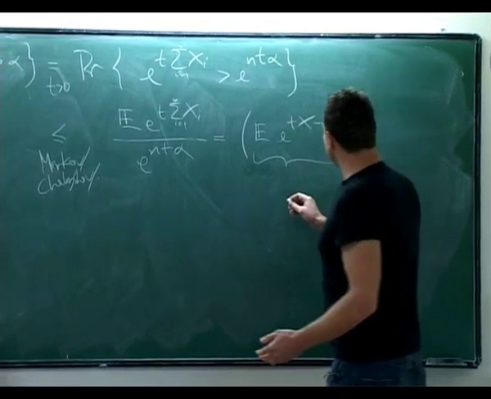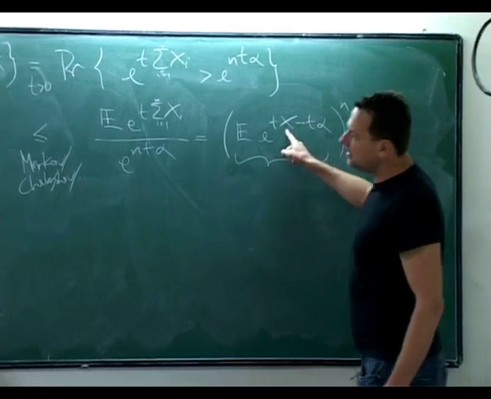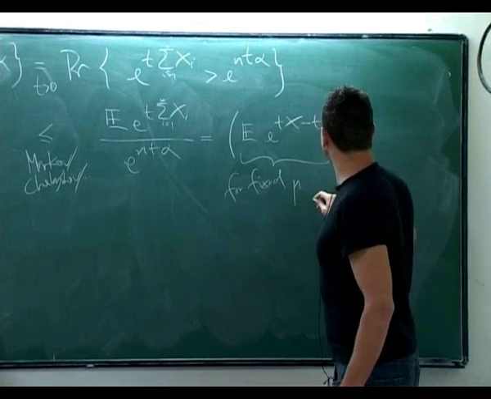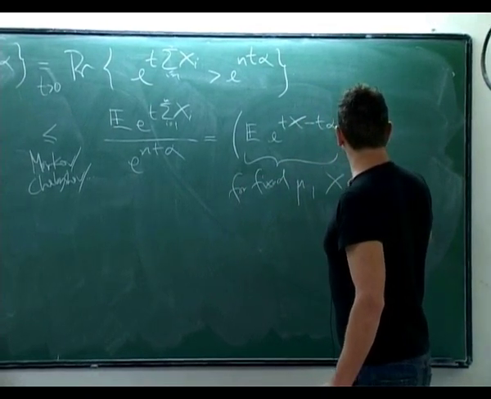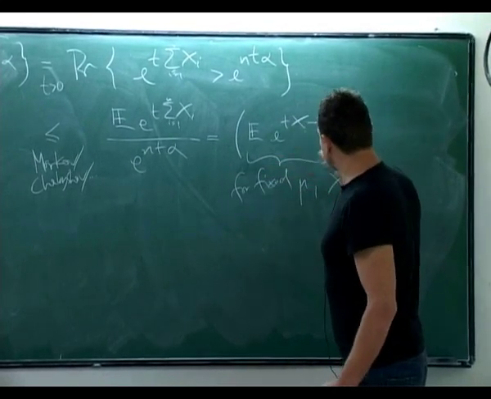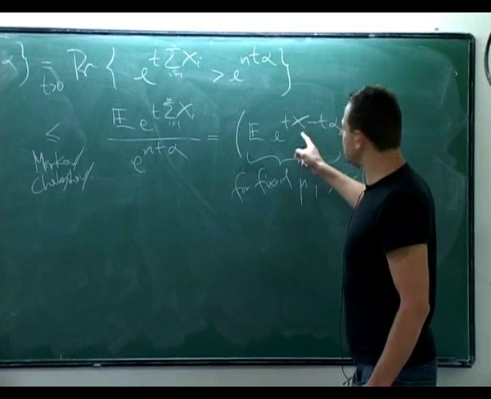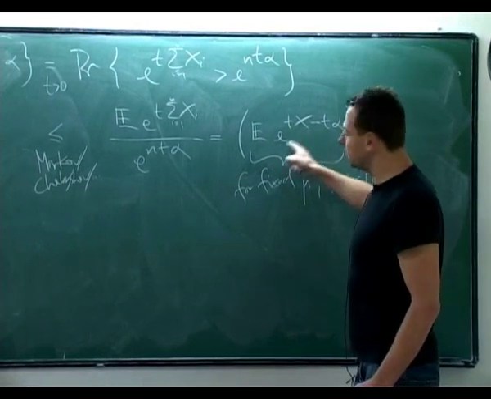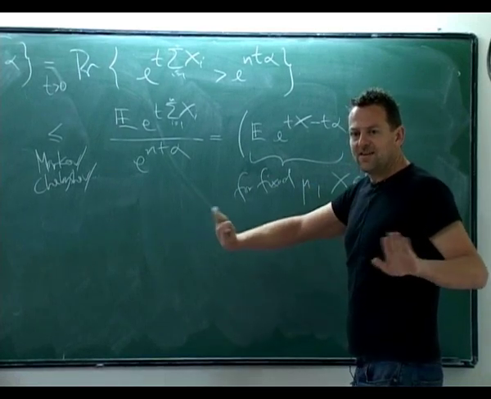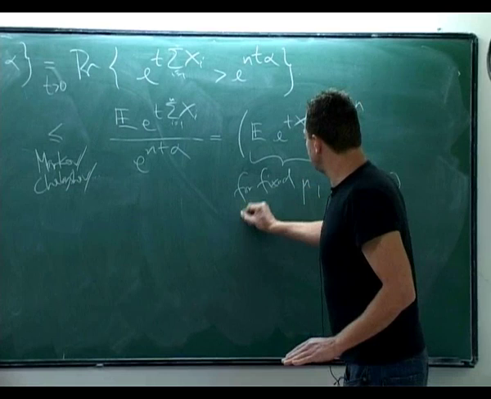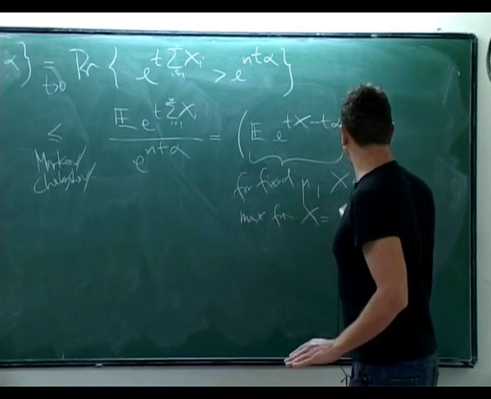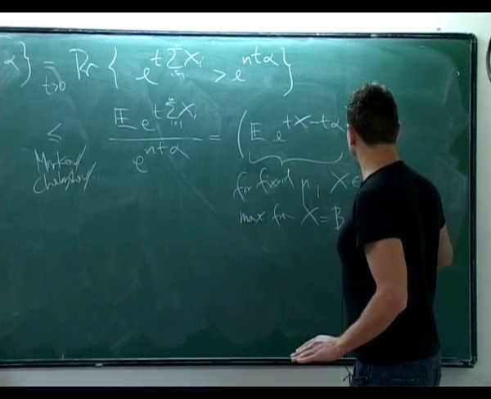How do you call this thing? Jensen's inequality. So for fixed mu, and recall that x is between 0 and 1, this expectation is maximized when x is a Bernoulli variable. It's from the convexity of the exponential function, you should distribute your weight on the edges. Max for x equal to Bernoulli mu.